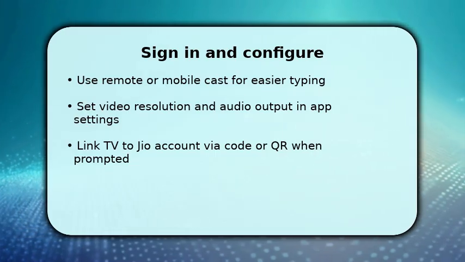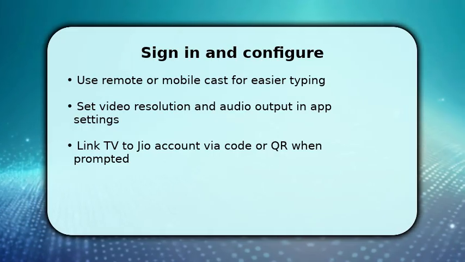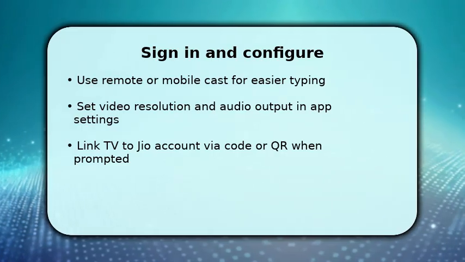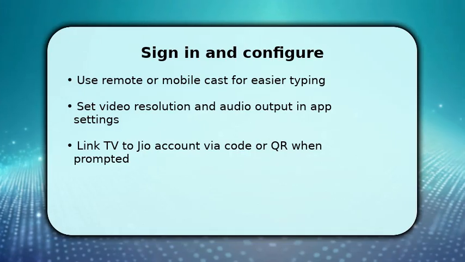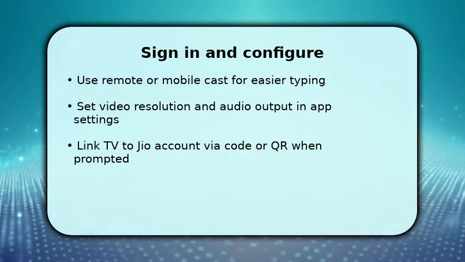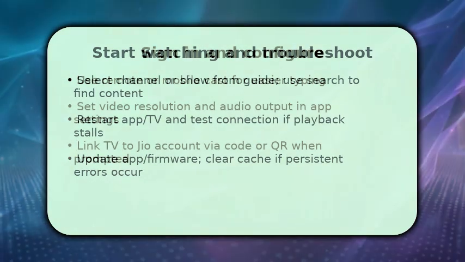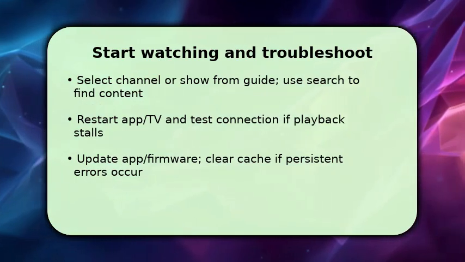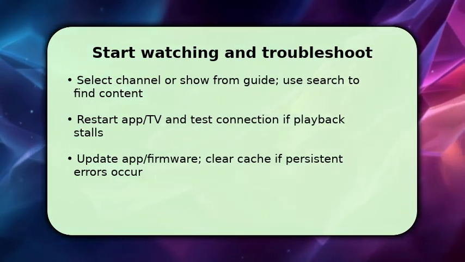Then open Settings inside Jiotv and choose Video Resolution and Audio Output for your network speed and speaker setup to reduce buffering and get the best quality. You're ready to watch. Pick a live channel or use the guide to queue shows and press play.